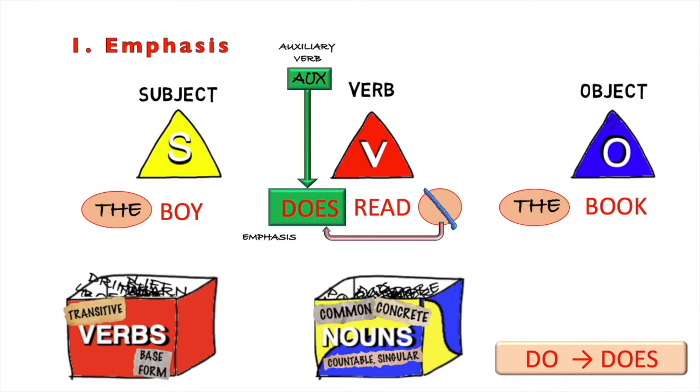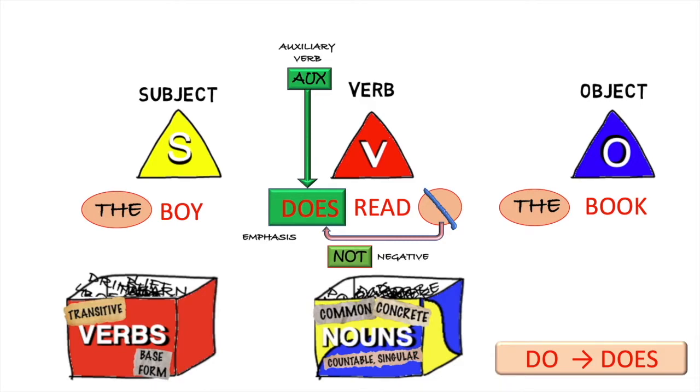If we want to make the emphasis very strong, we can also add an exclamation mark at the end of the sentence, but this is optional. The second function of do is to show the negative form of the verb. If it is not true that the boy reads the book, then we simply add not to the auxiliary. The boy does not read the book.